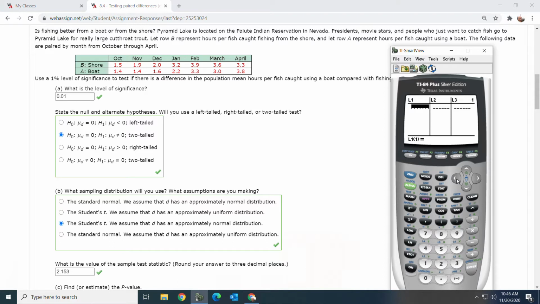It's up to you how you put this in because I have to be very organized in order to get a problem right. I'm going to put A for boat in L1. That way it'll be A, and then L2 will catch the B values, 1.4. And again, this is row A for boat. You can do it in any order you like. You just got to be careful when you do it. Okay, so L2, I'm going to do row B, which is shore.